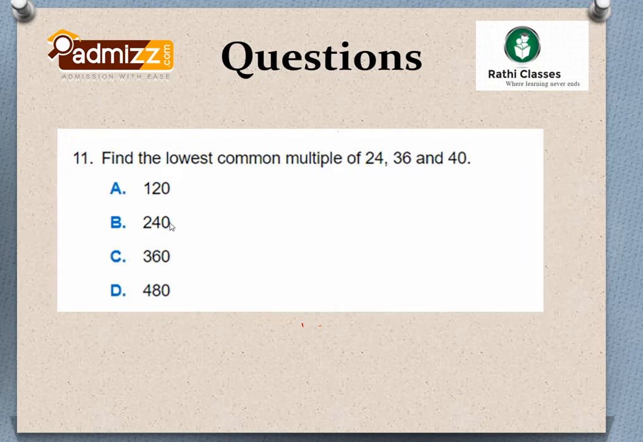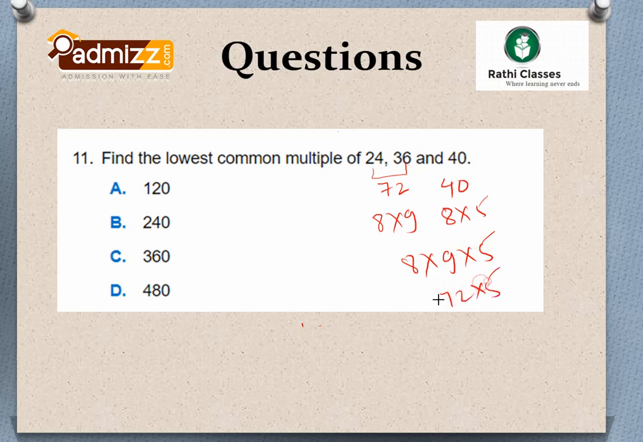Find the lowest common multiple of 24, 36 and 40. So 24 and 36, the LCM would be 72, and I am left with 40. What is 40? 8 5s, and this is 8 9s. So what I am left with is 8 into 9 into 5, that is 72 into 5, more than 350. Option is 360, so these two are eliminated. 72 into 5, because 72 is nothing but 70 plus 2, into 5. The value is nothing but 360.